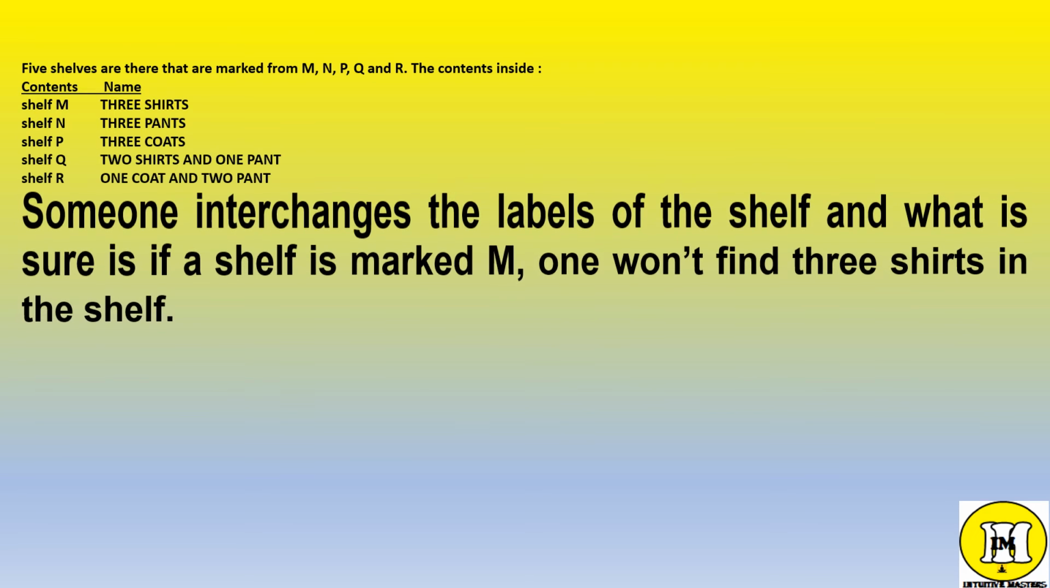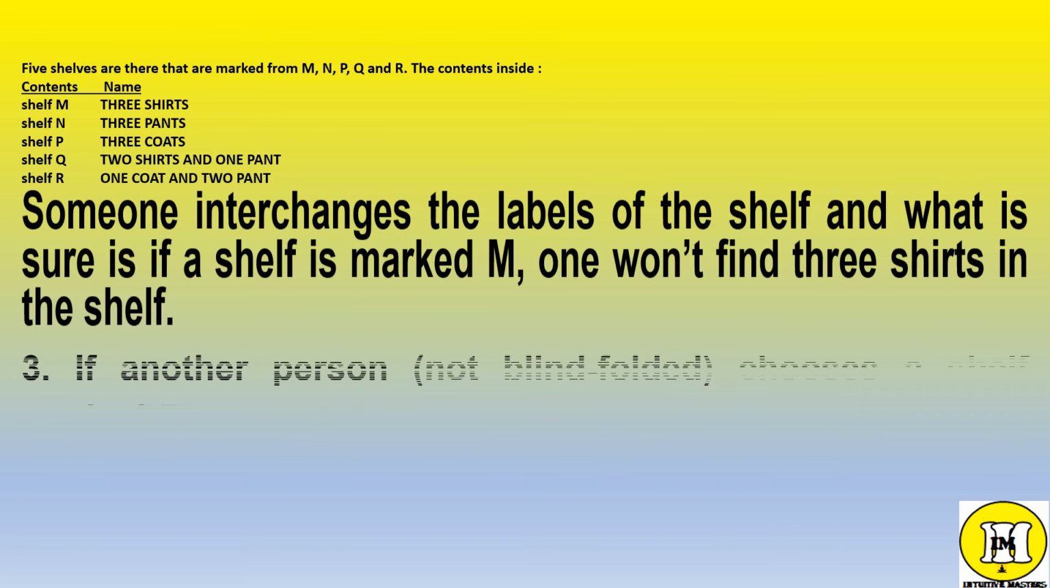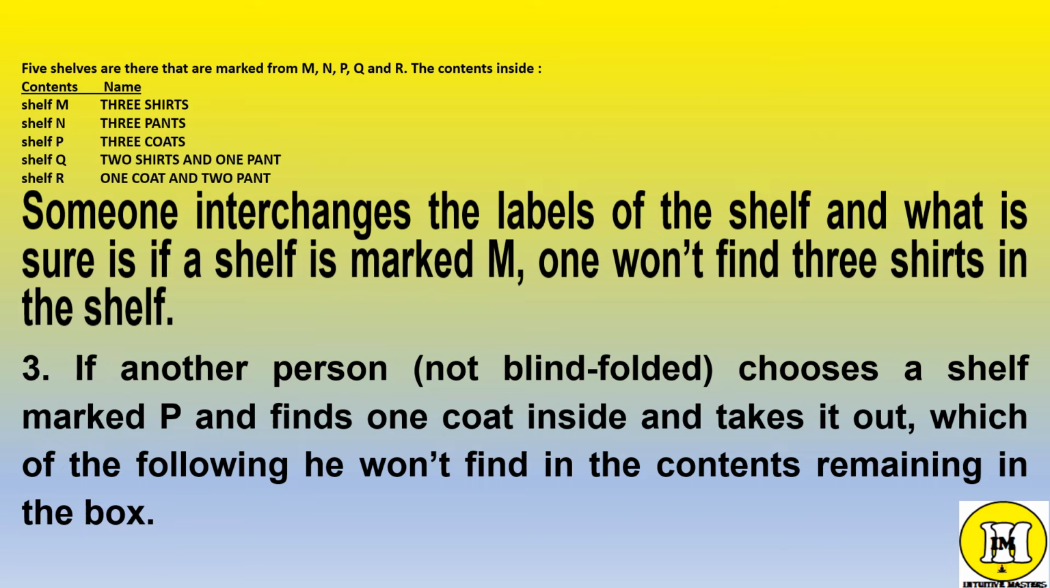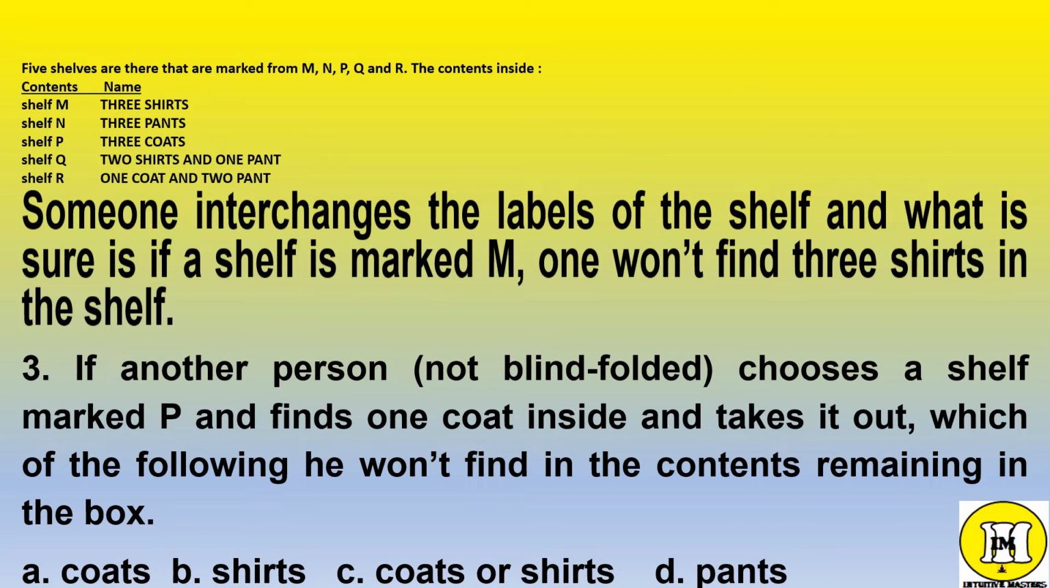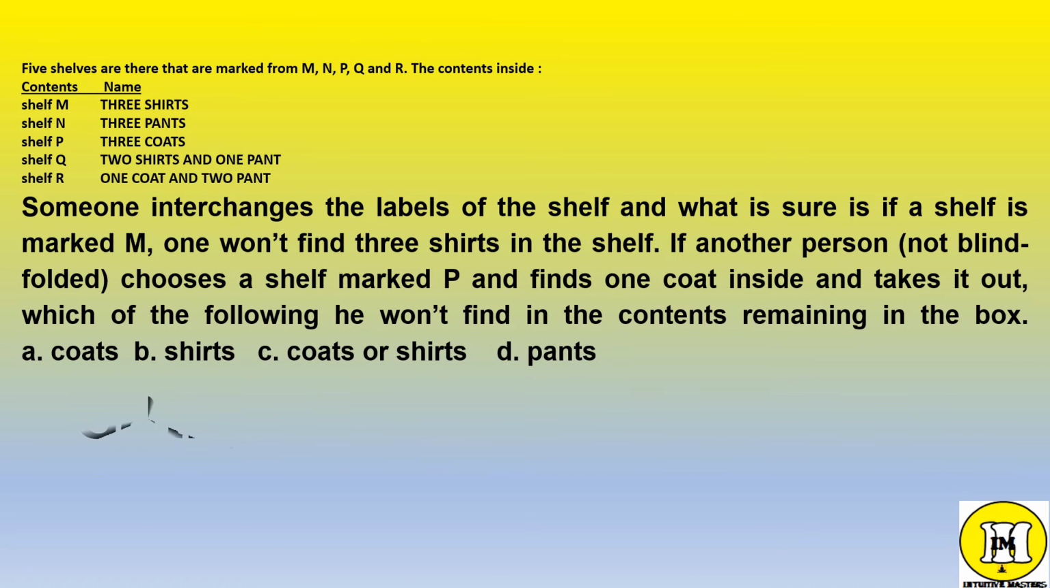Someone interchanges the labels of the shelf. And what is sure is, if a shelf is marked M, one won't find 3 shirts in the shelf. If another person, not blindfolded, chooses a shelf marked P and finds 1 coat inside and takes it out, which of the following will he not find in the contents remaining in the box? A. Coats, B. Shirts, C. Coats or shirts, D. Pants. Can you solve it in 20 seconds?